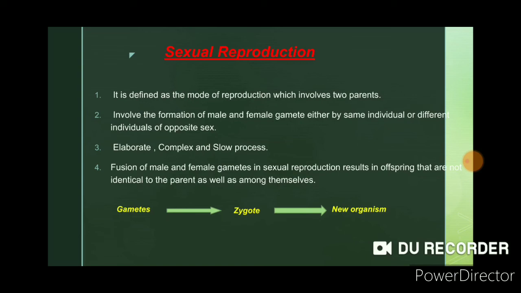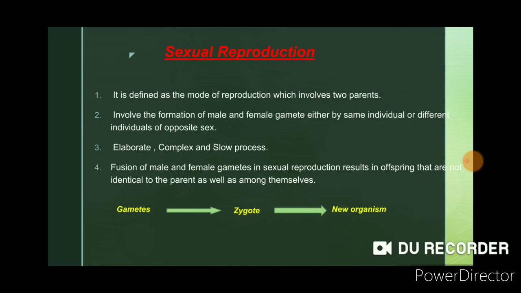Basically, sexual reproduction takes place in higher organisms, or in organisms which have to reproduce in unfavorable conditions. But asexual reproduction is carried out by single-celled organisms, or some simple-structured organisms. Sexual reproduction is an elaborate, complex and slow process, whereas asexual reproduction is very simple. A single organism divides or produces new organisms. Next point, fusion of male and female gametes in sexual reproduction results in offsprings that are not identical to the parent as well as among themselves.